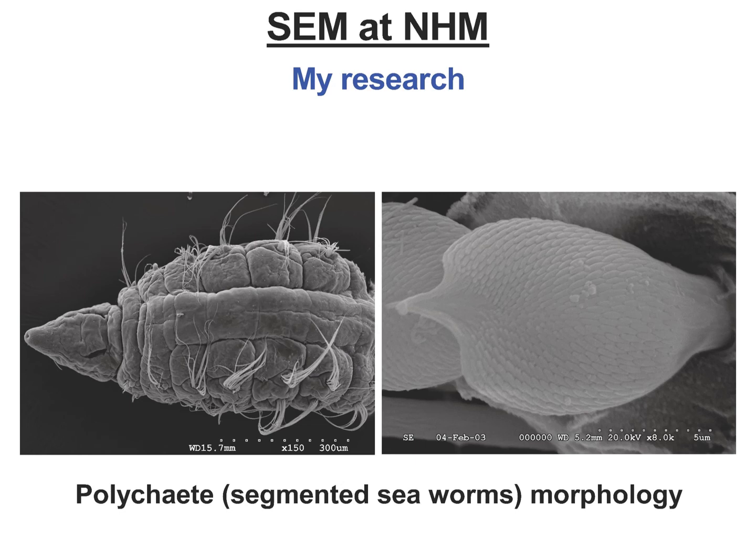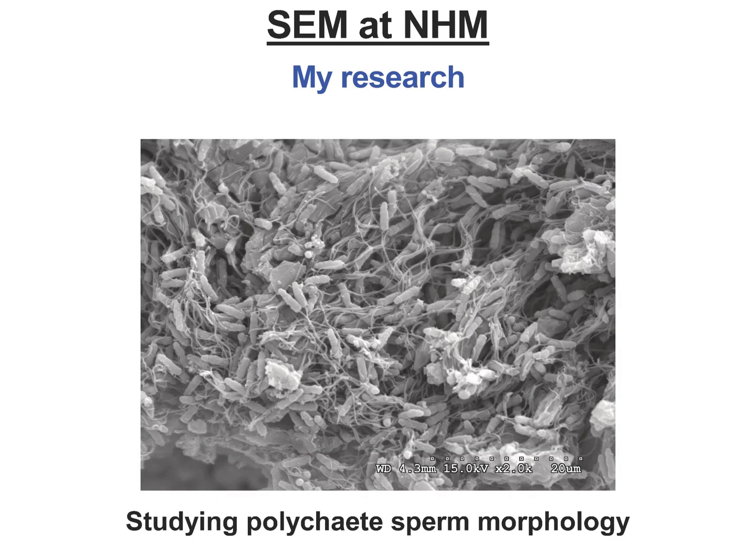The high magnifications provided by SEM are often more informative than what light microscopes can provide. For instance, I often need to examine the shapes of sperm cells produced by polychaetes, as shown here. The highest magnification with a light microscope can't achieve the magnification and resolution shown here.